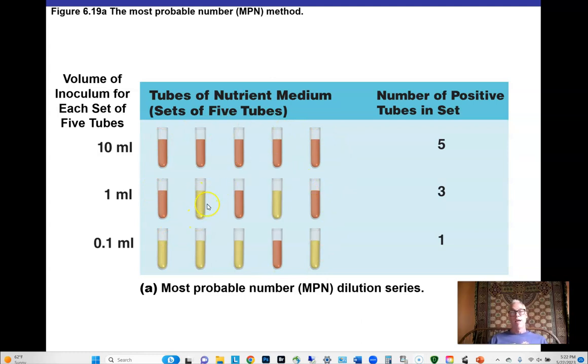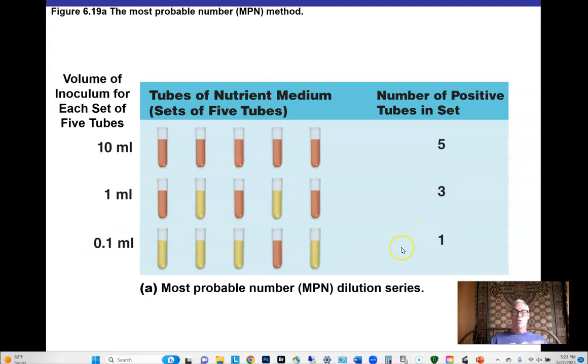In this case, we're looking at a fermentation reaction where we see the yellow color indicates the growth of the bacteria that have fermented the sugar in the medium, and we indicate the number of positive tubes. And I guess I said that backwards. Here are the positive ones, 5 positive tubes. Here are 3 positive tubes in this set of 5, and then only 1 positive tube.